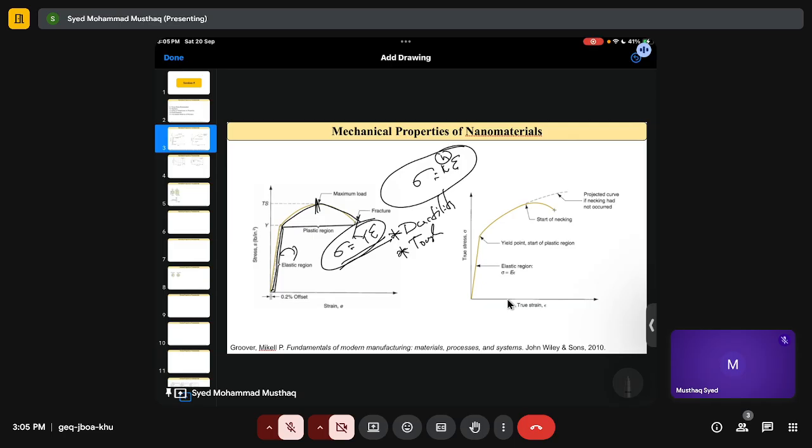And you will get the yield strength. Strength is defined in two terms: one is the ultimate tensile strength, another is the yield strength. Whenever you talk about the strength of materials, we take strength from two terms. One is the yield strength, from where the material starts to plastically deform, and the other is the ultimate tensile strength, which is the maximum load that a material can take. So strength comes from these two terms. So that is one part.